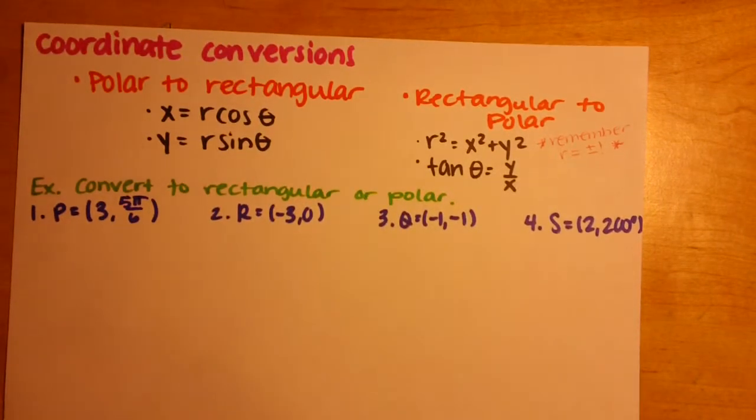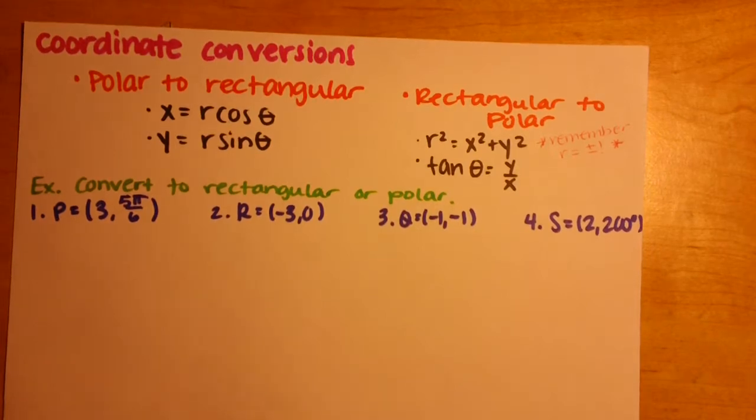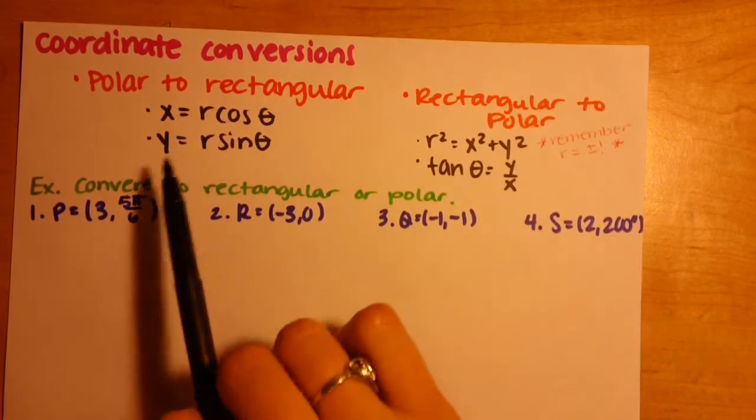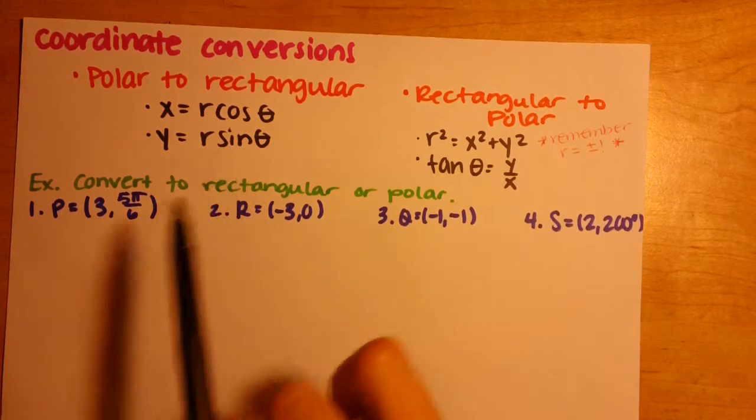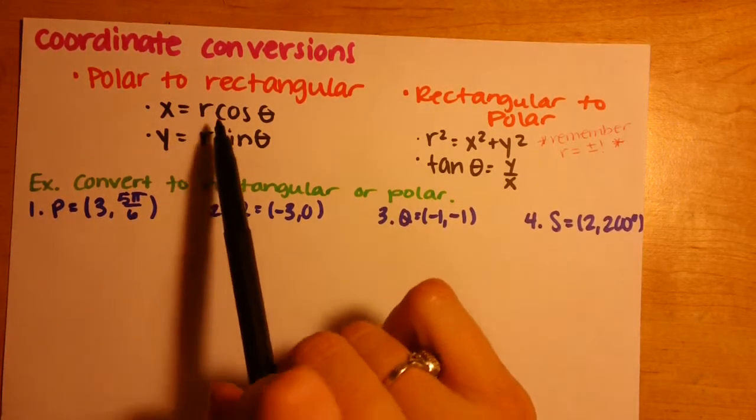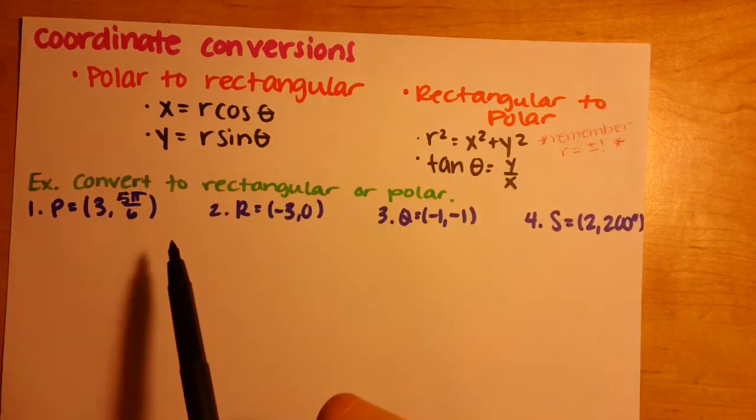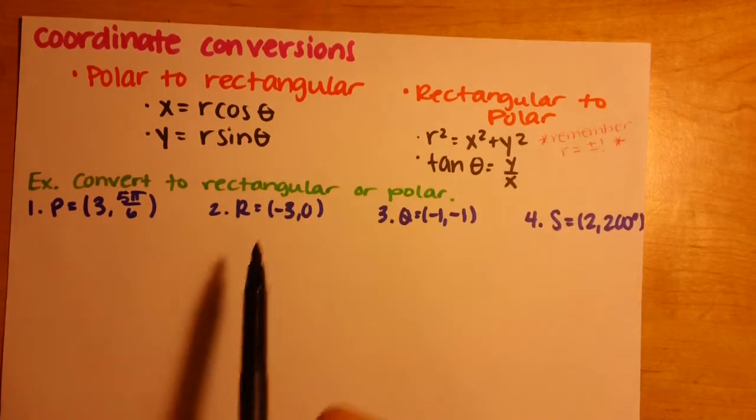So now let's look at some coordinate conversions. You can convert from polar to rectangular by using the following: x equals r cosine theta and y equals r sine theta. R, again, is your radius or that first coordinate point, and then theta is the angle.